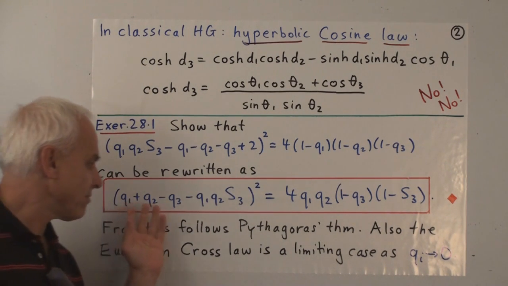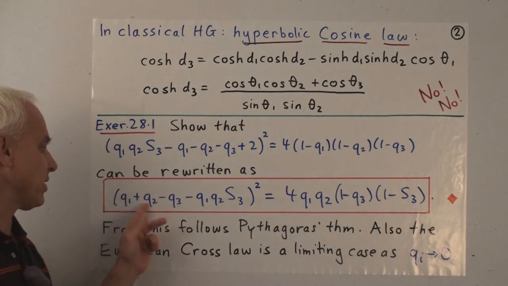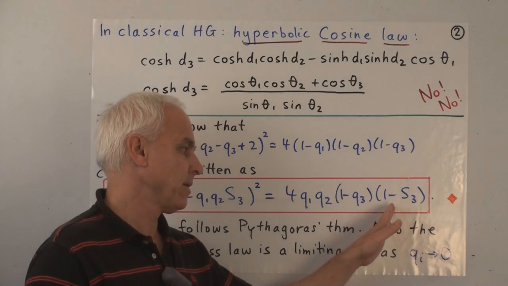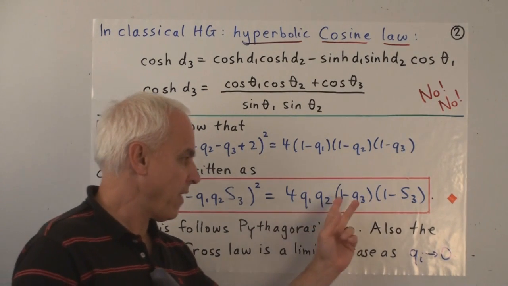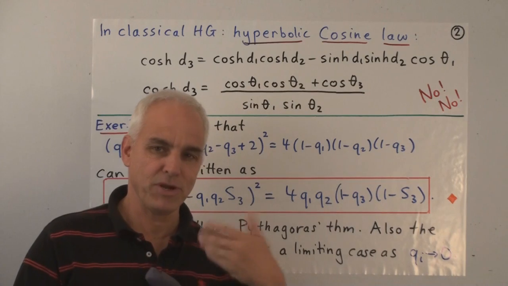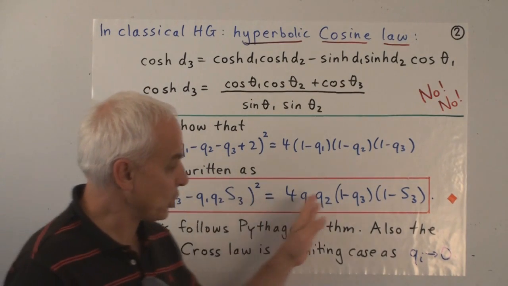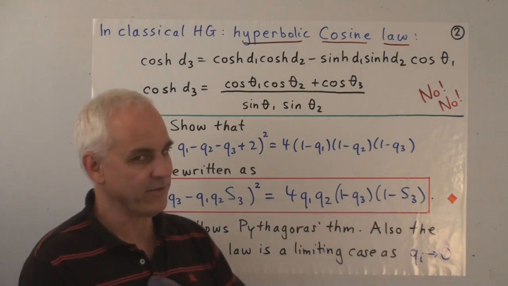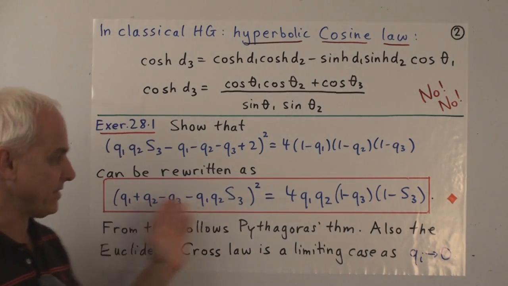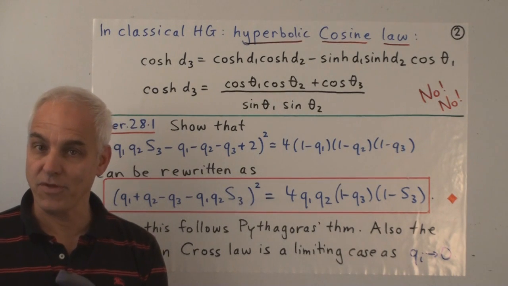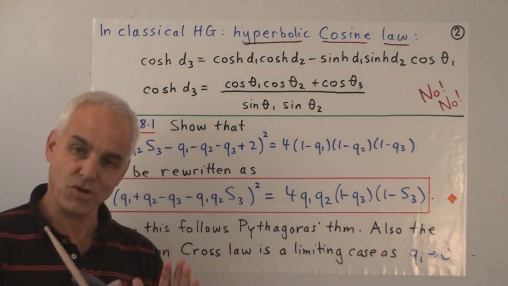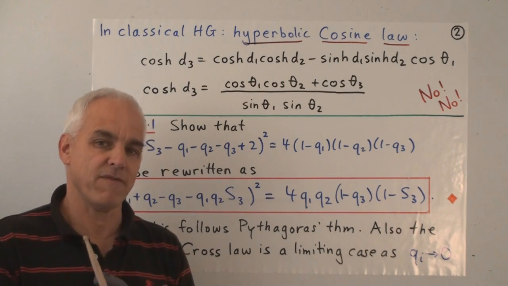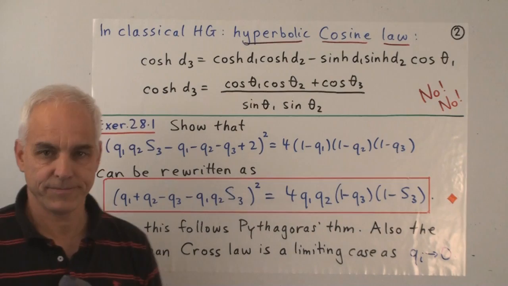So the left-hand side is approximately Q1 plus Q2 minus Q3, all squared. And the right-hand side, well, if Q3 is very small, then this factor here, 1 minus Q3, is pretty well close to 1. And so the right-hand side looks a lot like 4 Q1 Q2 times (1 - S3). And that's exactly the Euclidean form of the cross law. That's contained in there as a special or limiting case when you have very small quadrances.